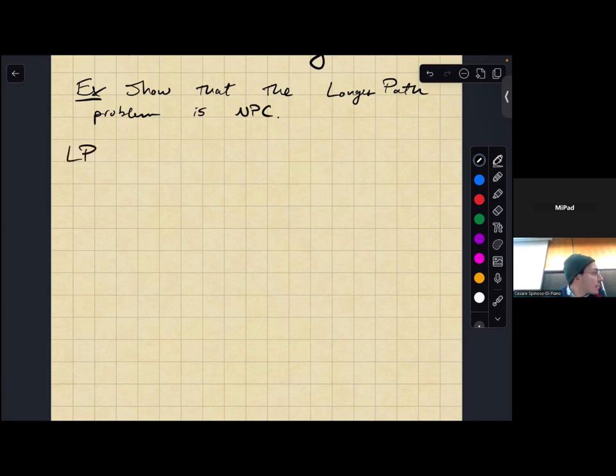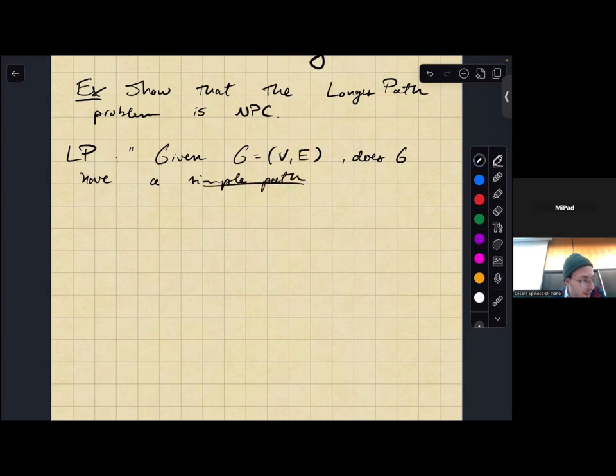So what is the longest path problem, first of all? Given a graph G, does G have a simple path, so a path where no vertex gets repeated, of at least K edges?